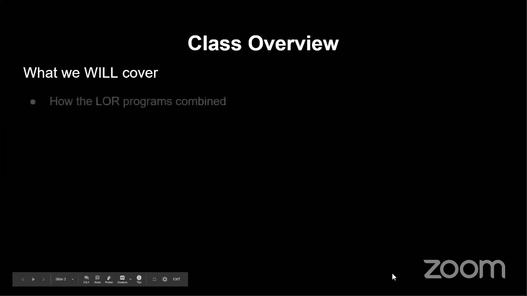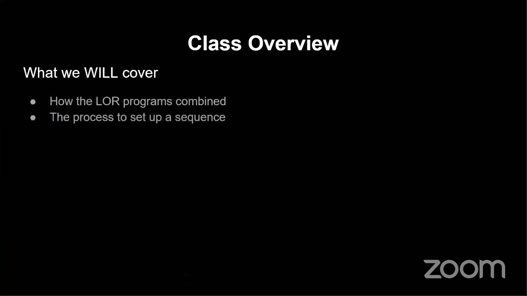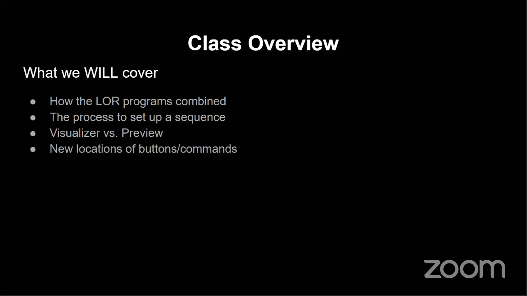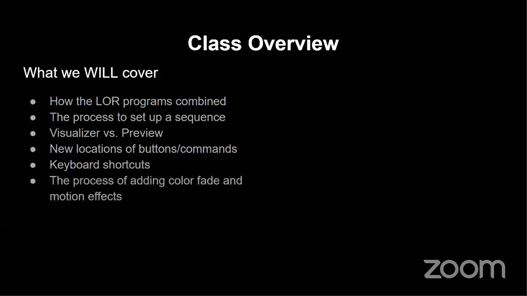Class, what we will cover: we're going to talk about how the Light-O-Rama programs combined, how to set up a new sequence, the visualizer turning into the preview, where all of the buttons moved. We'll spend a lot of our time on that. The new keyboard shortcuts, a lot of things got added and they make life a lot easier. The color fade and motion effects, so kind of how the pixel editor got integrated into the sequencer, and then what happened to the timing grids and tracks.